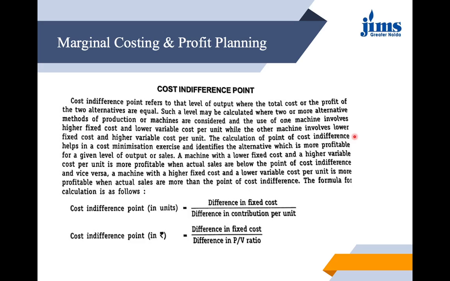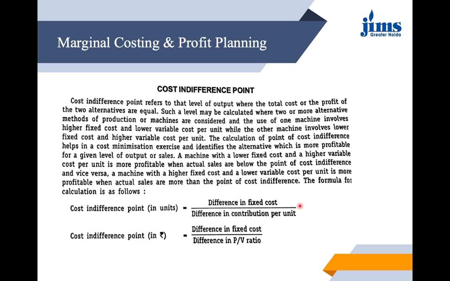So a machine with a lower fixed cost and a higher variable cost per unit is more profitable when actual sales are below the point of cost indifference, and vice versa. A machine with higher fixed cost and a lower variable cost per unit is more profitable when actual sales are more than the point of cost indifference. Okay, let us see the formulas.